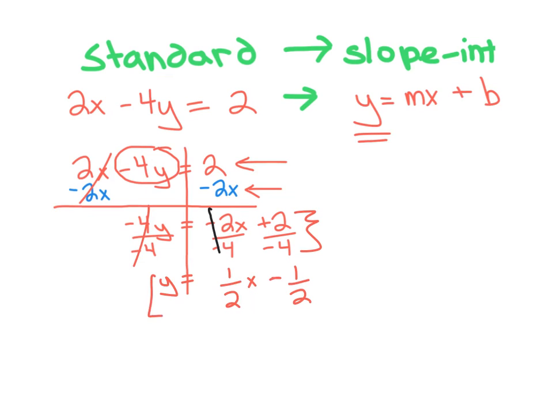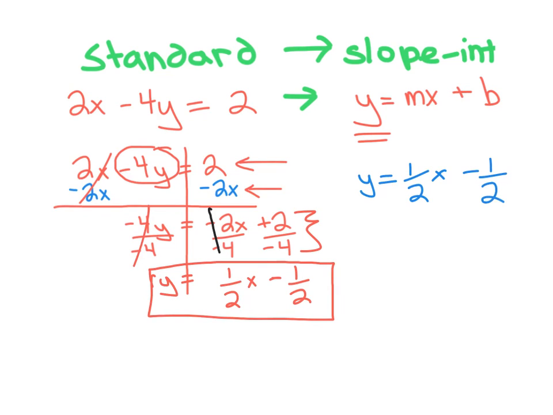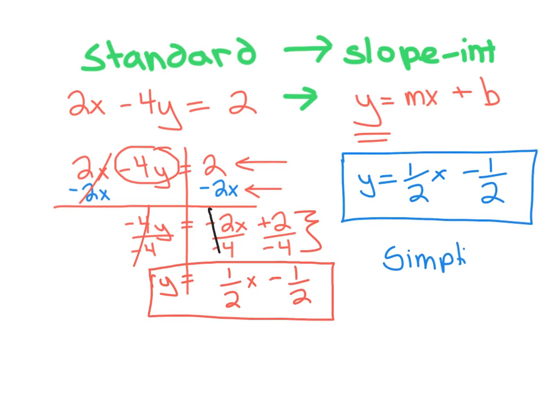So that is our answer. And that is the version of the line that we started with, written in slope-intercept form. Notice how my y is on the left by itself. I write my 1/2 x and then my regular number without a variable last. Okay, so that's all. Make sure that you simplify your answers. So simplify fractions if possible.